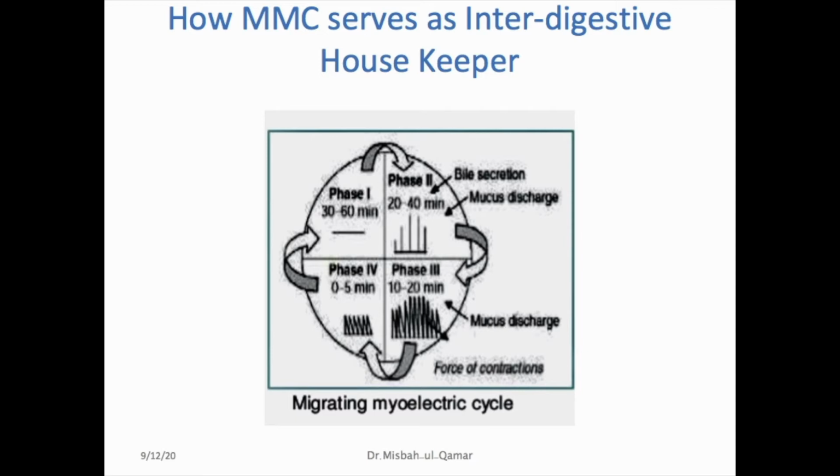In addition, gastric secretion, bile flow, pancreatic secretion, and mucus discharge also increase during each MMC. Since MMCs sweep the remnants of the preceding meal, secretions, also the mucosal debris and bacteria forward toward the colon, we can say that they prepare the gut for the next meal.